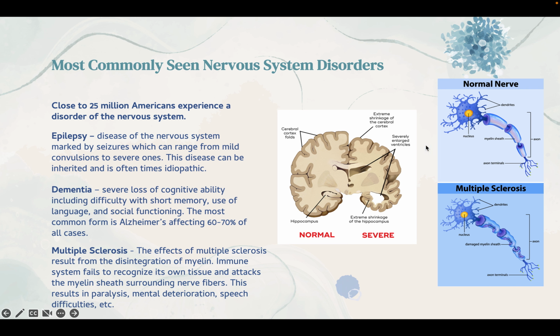And then the last disorder we have is MS. The effects of MS result from the disintegration of myelin, which is necessary to protect the nerve, and this results in paralysis, mental deterioration, speech difficulties, among other things as well.